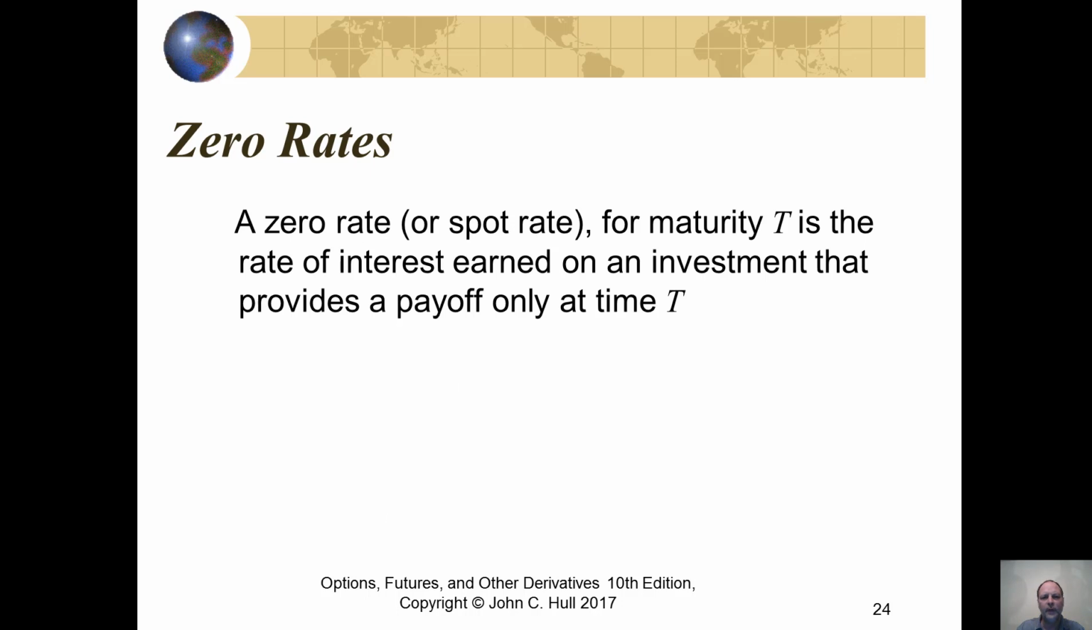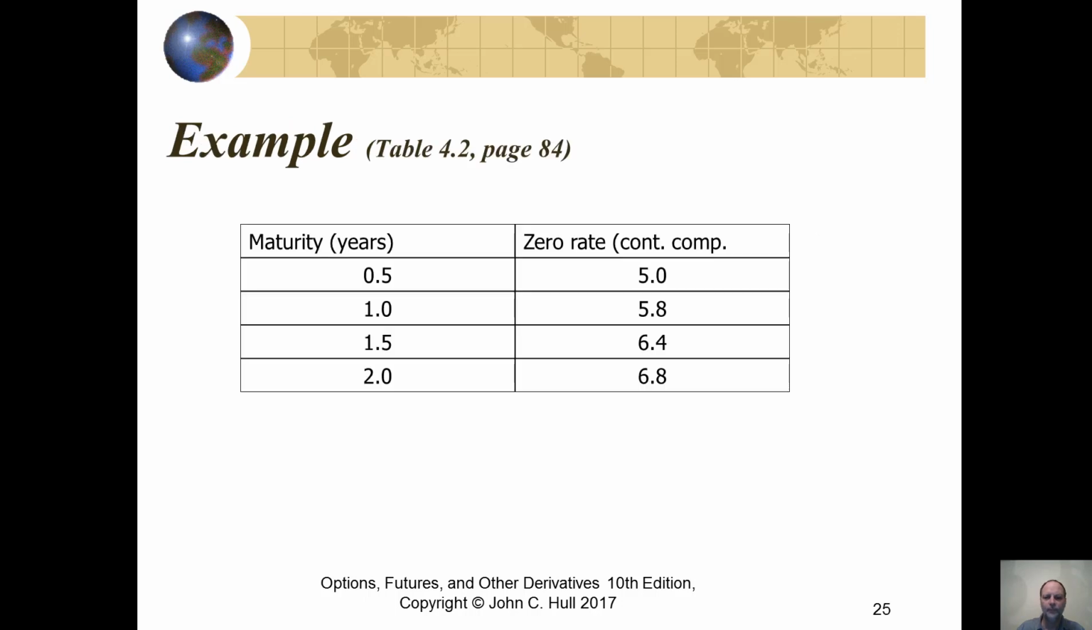How about zero rates? Zero rates, or spot rates for maturity T, are the rate of interest earned on an investment that provides a payoff only at time T. They are basically a zero coupon bond, and we will be using these for the concept of bootstrapping. First, we will show if we have the zero rates, how to use them to get the price of a bond knowing the coupon payments, and then later we will demonstrate using the bootstrap method how to get the zero rates. So let's say we have a table here of zero rates.